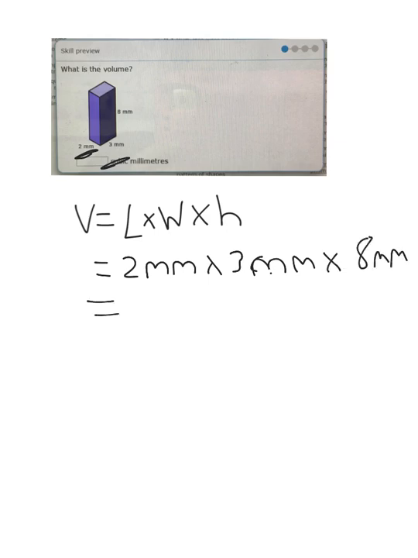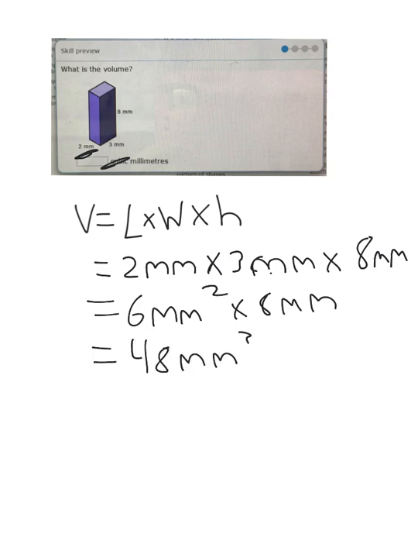Another example with this formula. Remember it doesn't really matter what the length or the width is. I'm gonna say the length is 2 millimeters just because it's sort of first in the thing there. I'm gonna say the width is 3 millimeters. And my height is 8 millimeters. So now I'm solving. 2 millimeters times 3 millimeters is 6 millimeters squared times 8 millimeters. And 6 times 8 is 48. Now I have the millimeters cubed because there's a 2 there and the invisible 1 there.